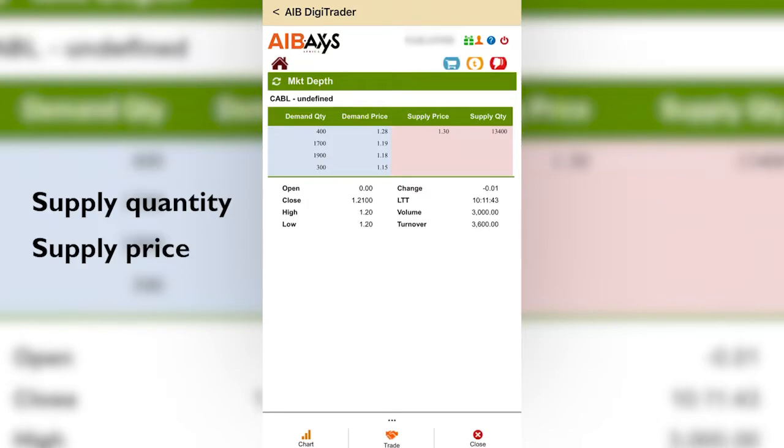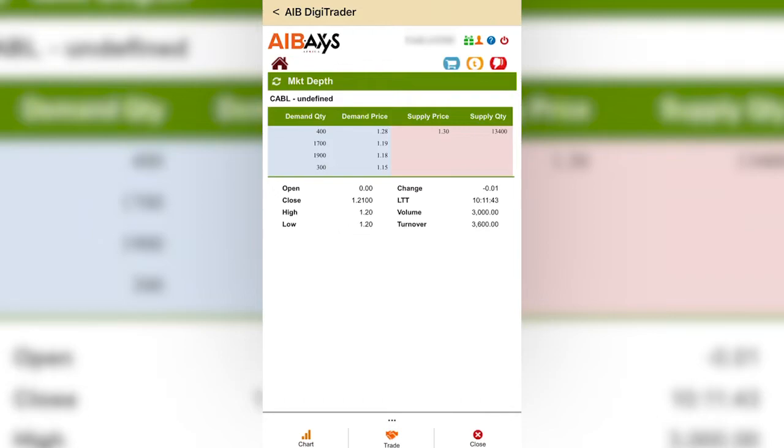Choose the appropriate price to ensure quick execution of your order, meaning it will not remain pending for a prolonged period of time. On the right side of the screen, we can see that there are 13,400 East African cable shares available at a supply price of 1 shilling and 30 cents. Our selected quantity of 100 shares falls within the 13,400 supply quantity available, and therefore will likely be able to execute at the current price of 1 shilling and 30 cents or lower.